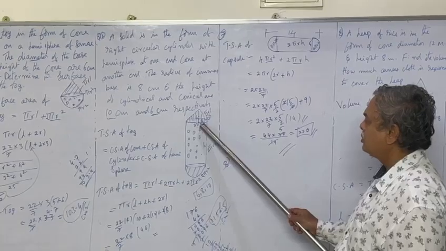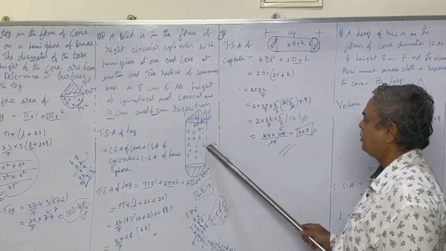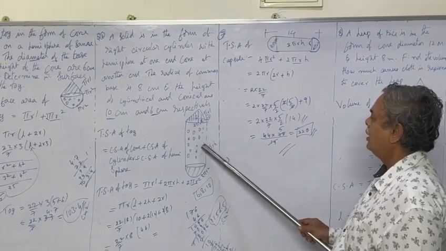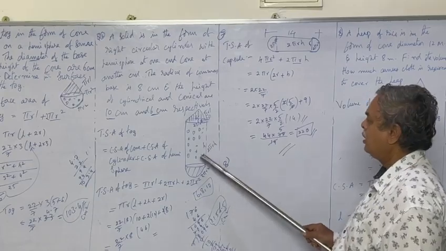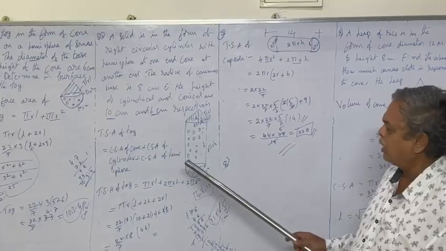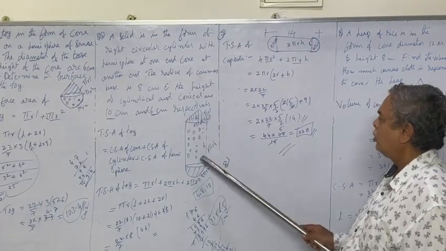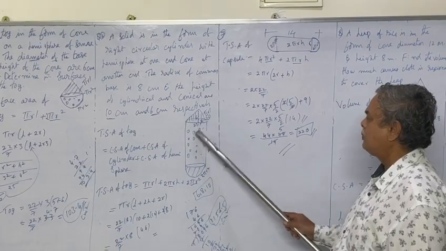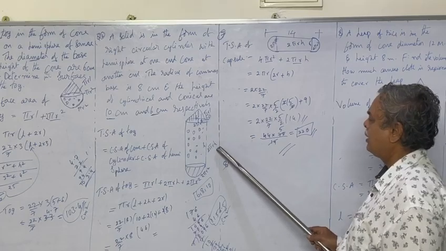2 pi r is nothing but the breadth. Here h is nothing but the length. Length into breadth means 2 pi r h. We know that the area of the rectangle is length into breadth. 2 pi r is the breadth and height is the length. So it has become 2 pi r h.